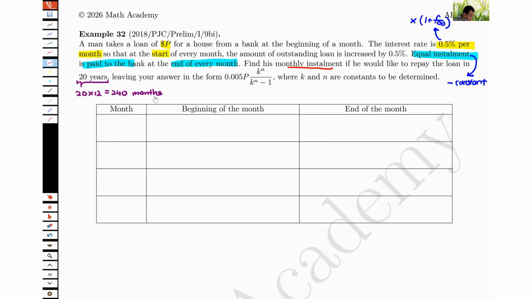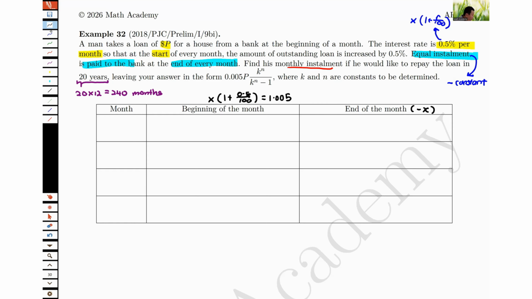Let's fill in the two events that are occurring. At the beginning of the month, there is an interest rate of 0.5%. So at the beginning, we are going to multiply by 1 plus 0.5 over 100. Be careful with the zeros that appear in the decimal places. It will be 1.005. At the end of each month, you make an installment payment. Let's have the installment payment as subtraction of x, which means the installment itself, we call it x.